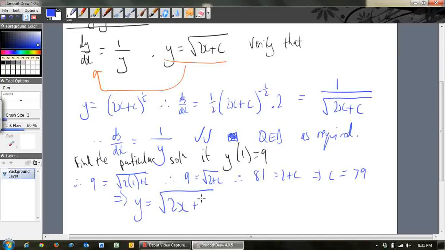y equals the square root of 2x plus 79. That's the particular solution there.